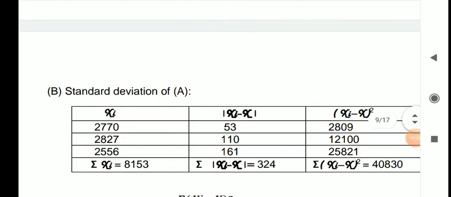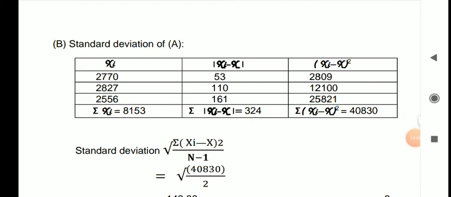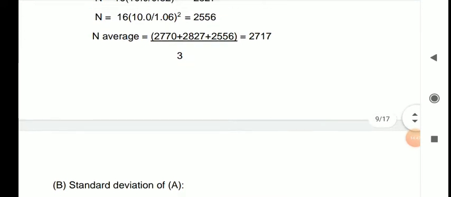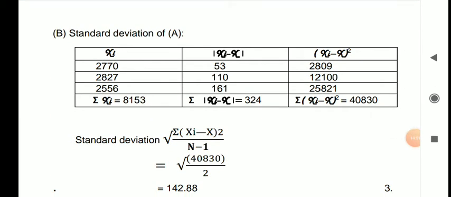Right? Standard deviation, use the same formula which is used earlier. Standard deviation is the square root of summation of xi minus x bar the whole square upon n minus 1. Xi value is 2770, 2827, 2556. X bar we have calculated earlier, x bar is 2717, and when you subtract that from the xi values, first case you are getting 53, second case 110 and 161 in the third case. And these are all absolute values. You may get a negative value on subtraction, but the absolute value you have to take.